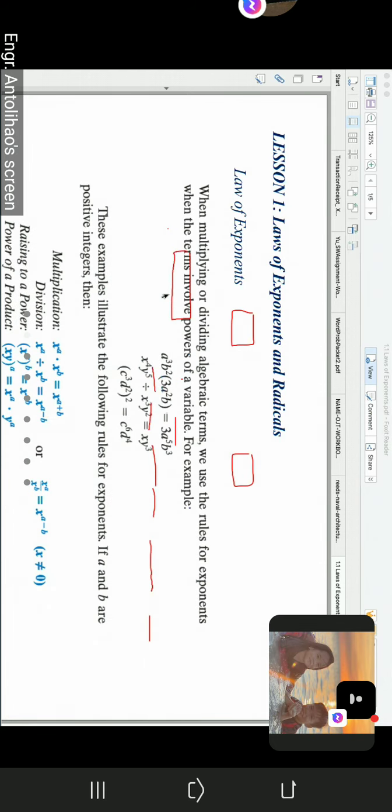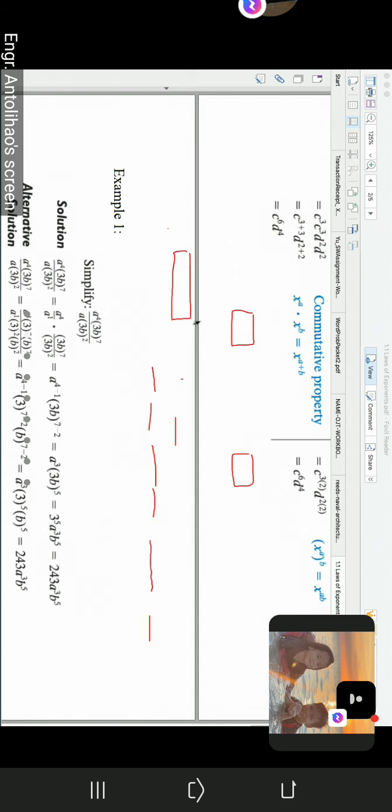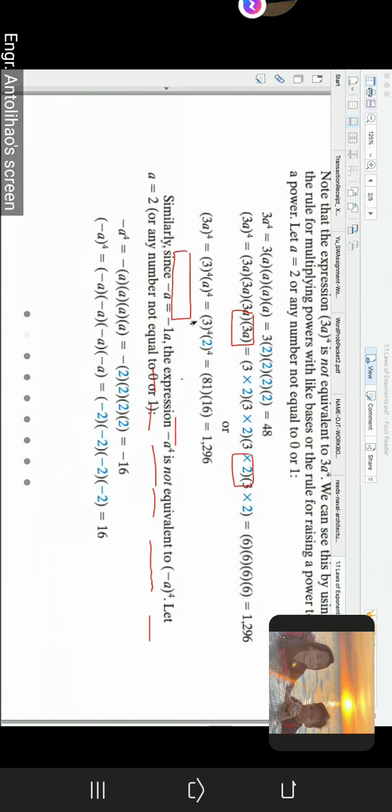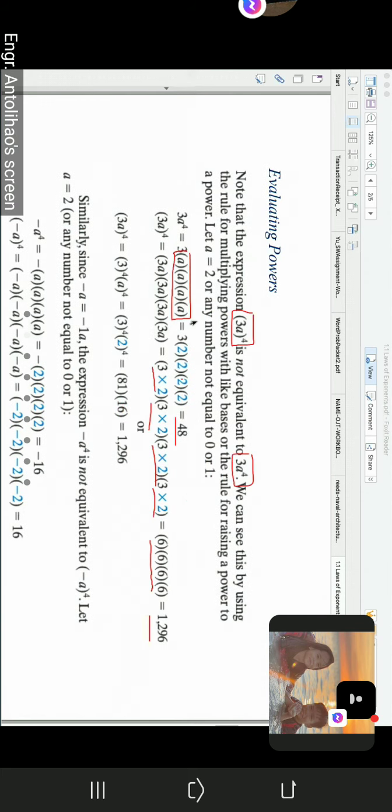Okay? When we apply the product of a product, we apply this rule, I mean the power of a product. When we apply this one, here is, okay.